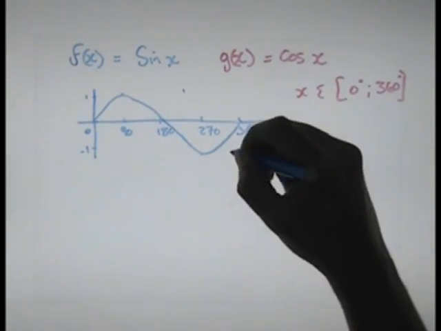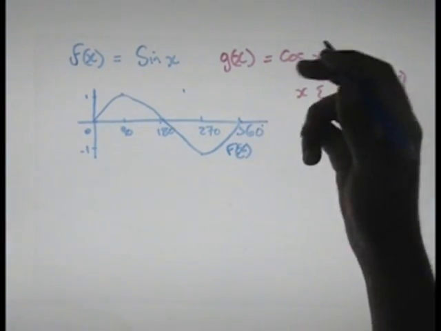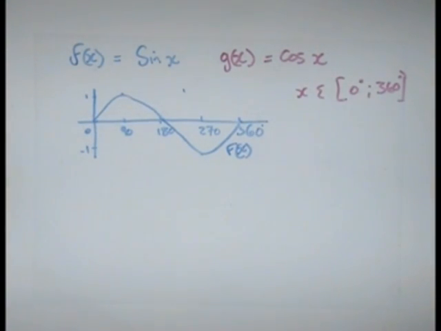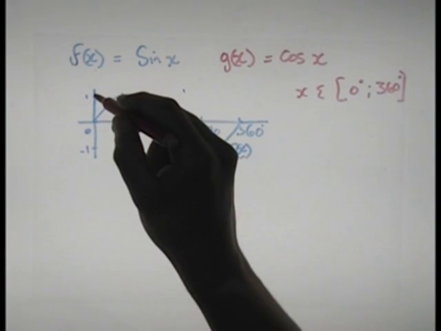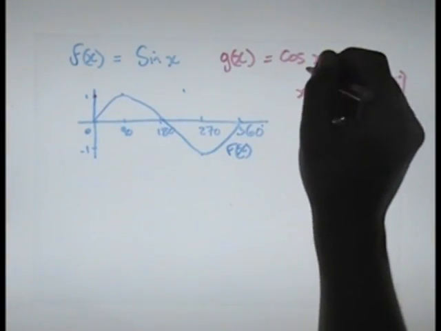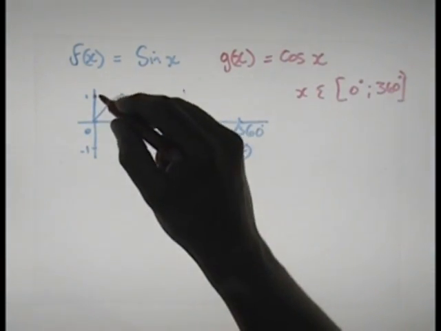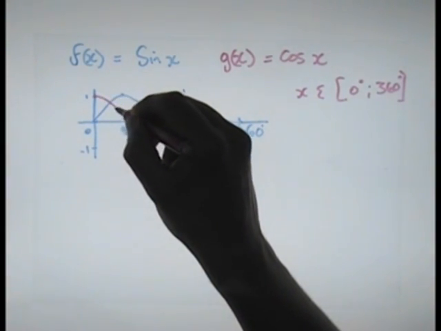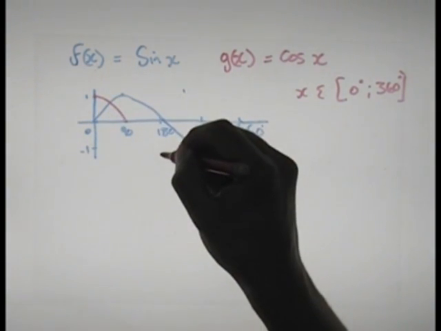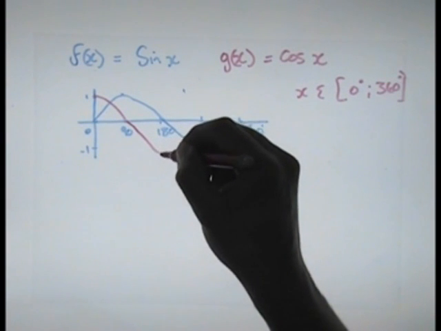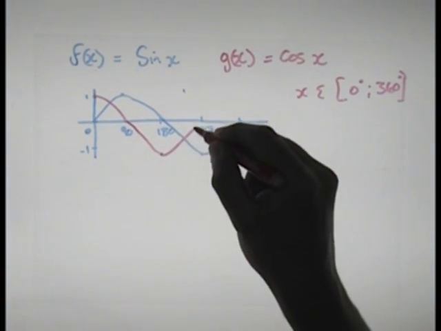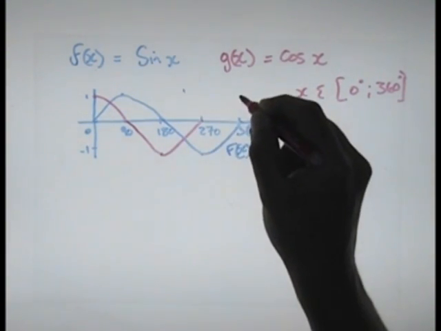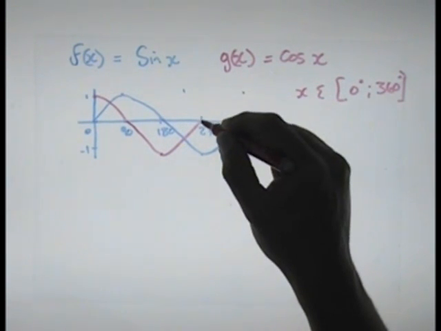I forgot to label it again. The next graph we're drawing is that of g of x, which is equal to cos x. Cos of 0 is 1, cos of 90 is 0, cos of 180 is negative 1, cos of 270 is equal to 0, and cos of 360 is equal to positive 1.